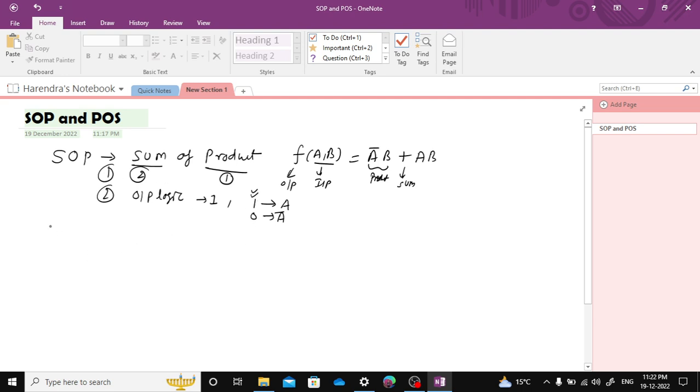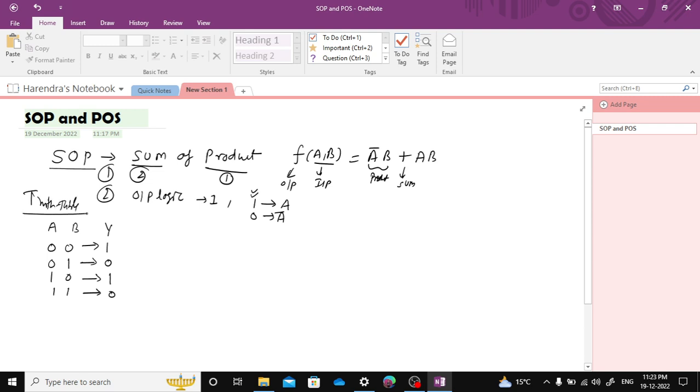Just like, suppose this is the input variables A B and Y is the output value. Here are the input values, suppose 0 0, 0 1, 1 0 and 1 1. And for any logic, suppose when input is 0 0, your output value is 1, randomly. When 0 1, output is 0. When 1 0, your output is again 1. When 1 1, your output is 0. And you have to write down the SOP expression for this given truth table.